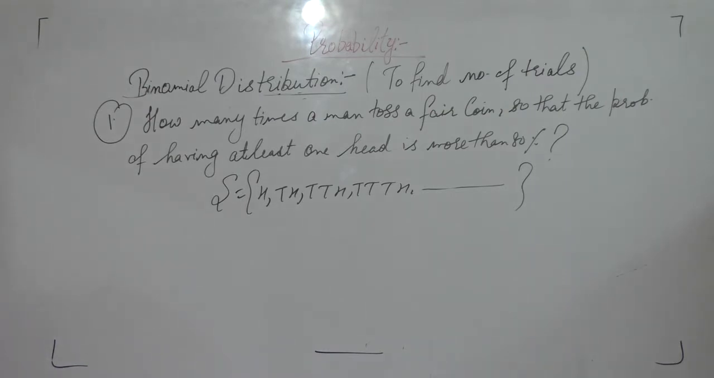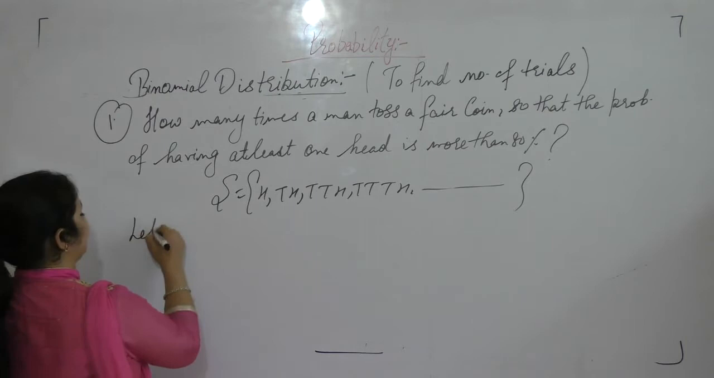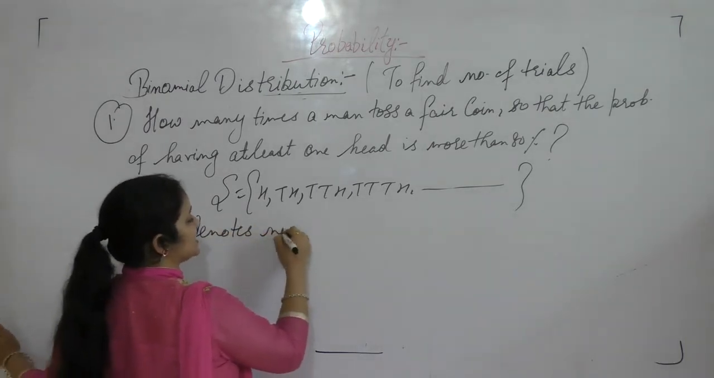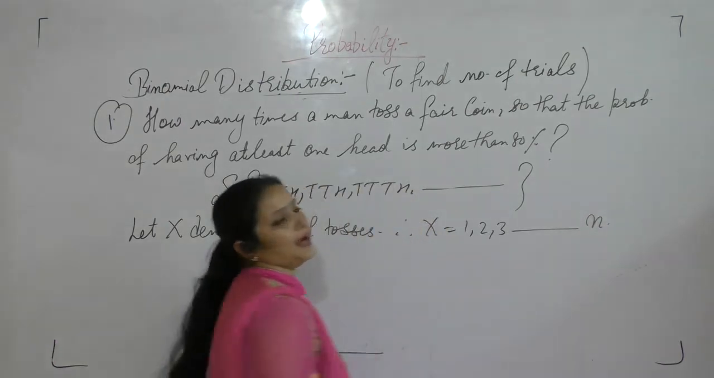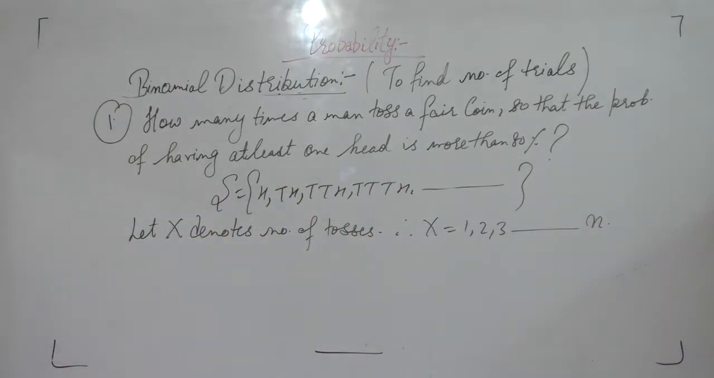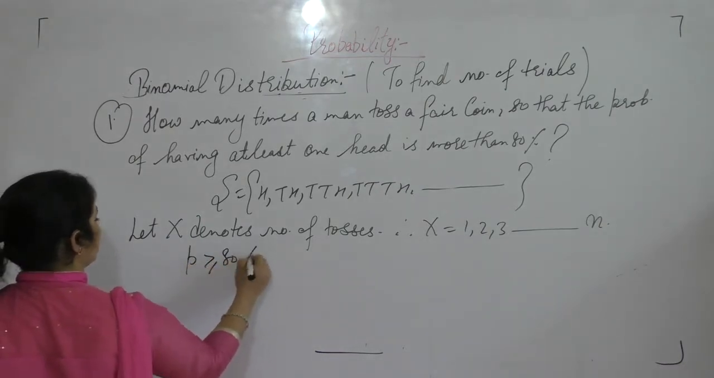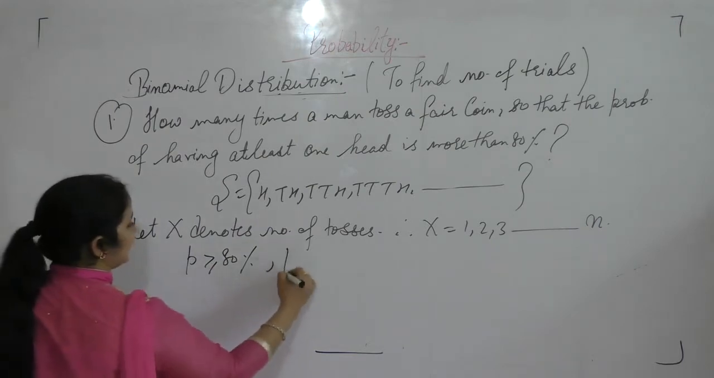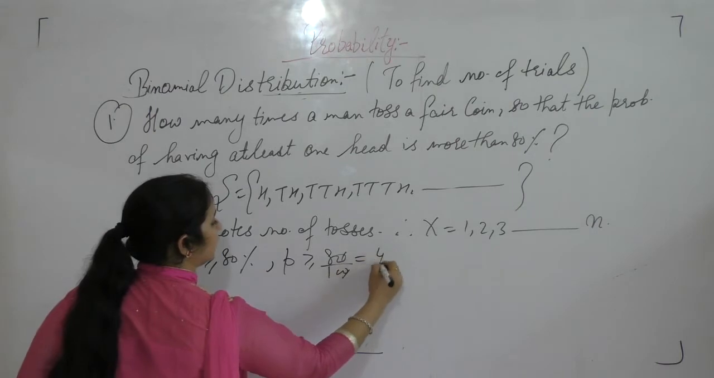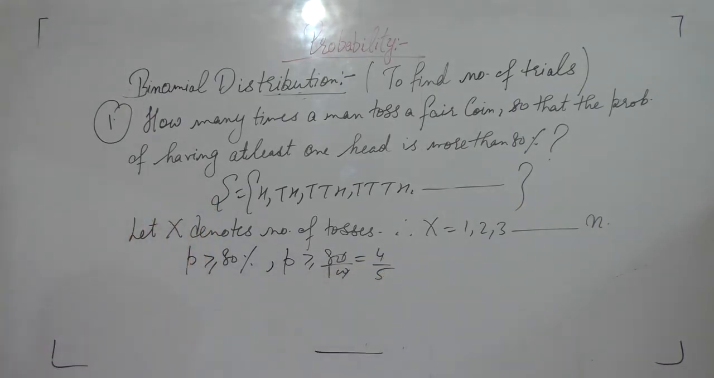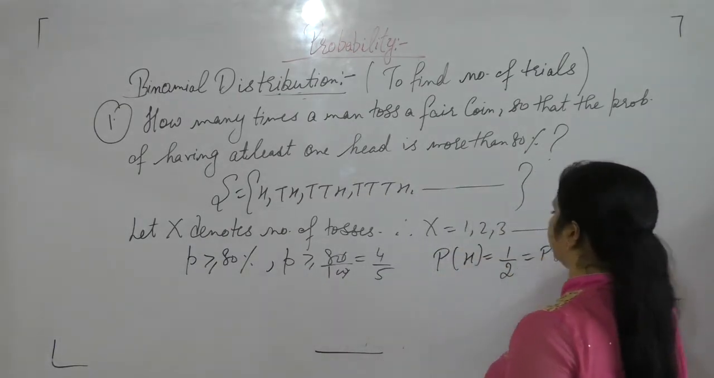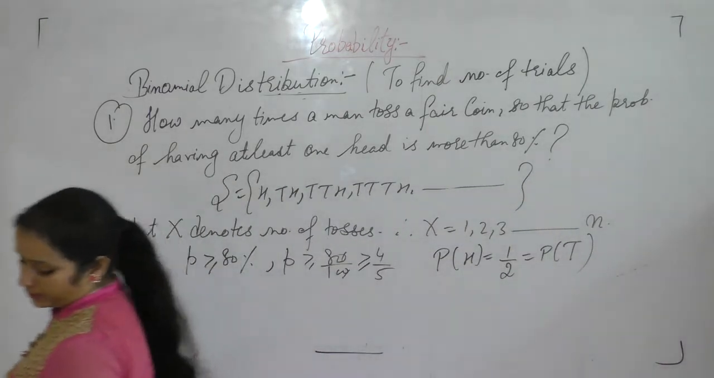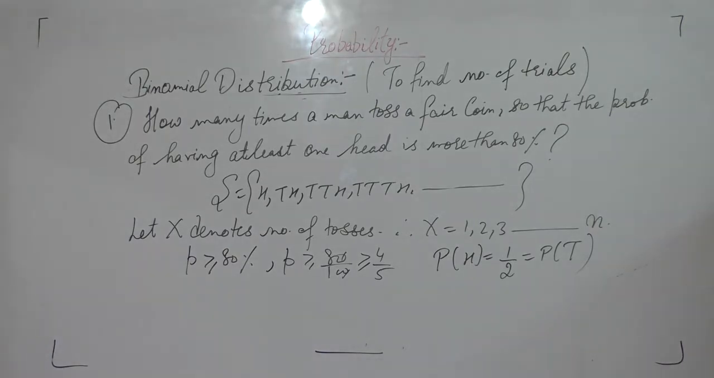Let X denote the number of tosses. Therefore, X's values are 1, 2, 3, and so on up to n. To find n, the probability is greater than or equal to 80%, that is 80 upon 100, 4 by 5. So P is greater than or equal to 4 by 5. Now the probability of getting a head or a tail is 1 by 2.